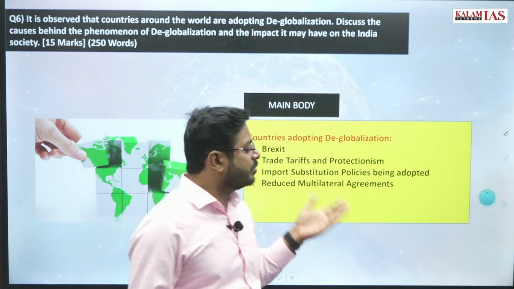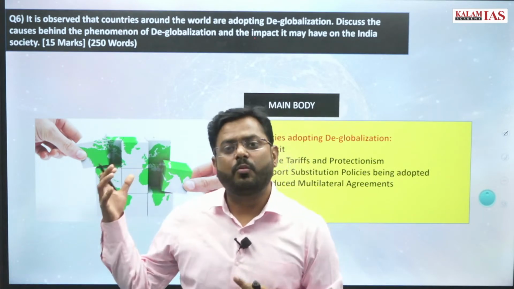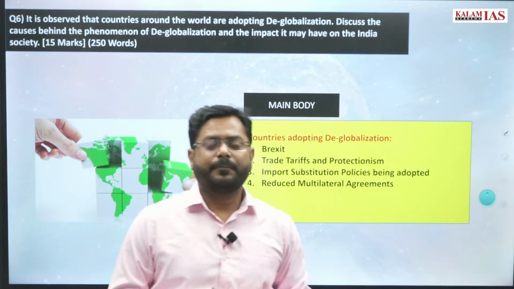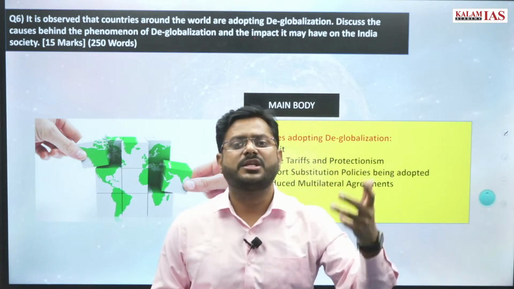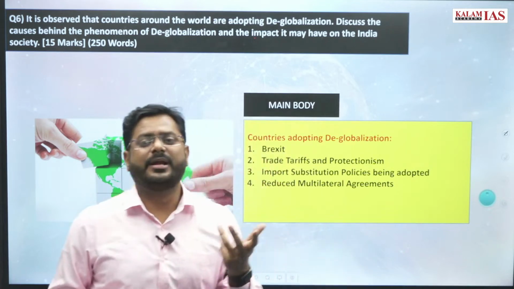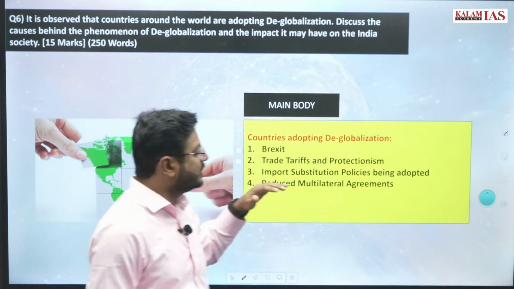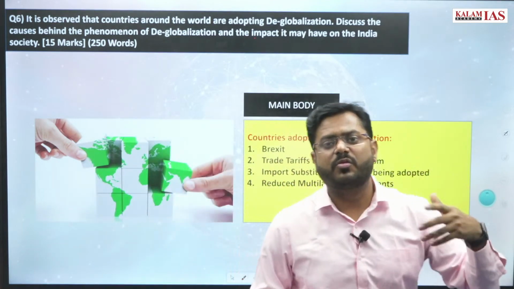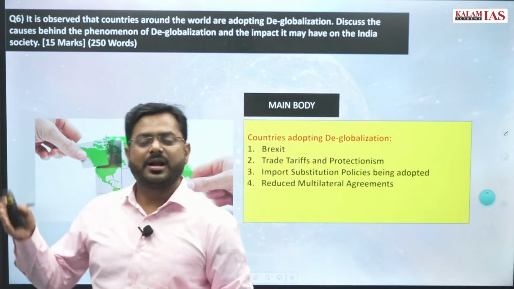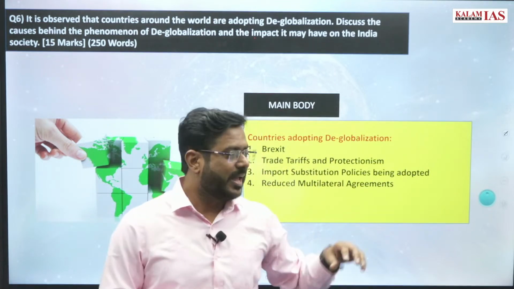Then we have reduced multilateral agreements. The way World Trade Organization used to function before, right? The way other multilateral organizations used to function before, right? So that is not happening right now. So this shows deglobalization. Many countries are taking out from multilateral institutions. For example, USA had earlier taken itself out from the Paris Climate Deal. So they are taking out.